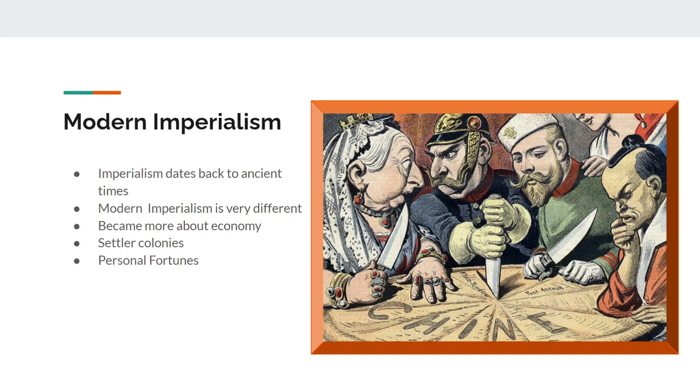Modern imperialism became more about the economy, and it implemented a lot more settler colonies that would grow to have a lot of population from the home country. It became very popular because many entrepreneurs were getting personal fortunes from it.